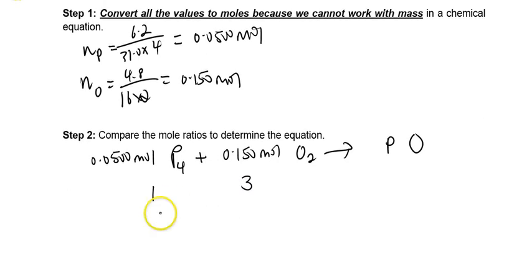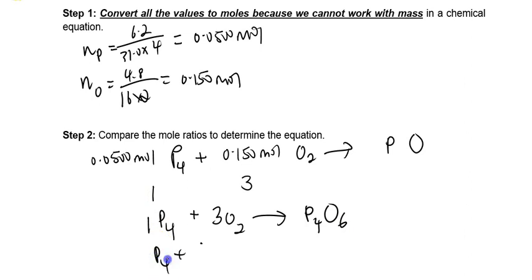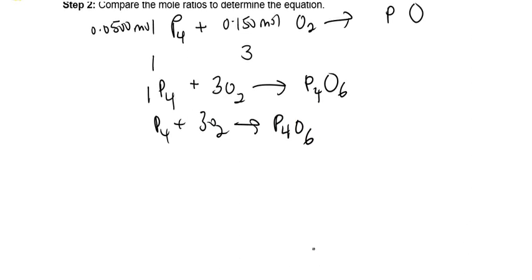So this means that 1 mole of P4 will react with 3 moles of O2, and it will give me a product which contains all my P and all my O. So this is the final equation. P4 plus 3O2 gives me P4O6. And there you have it. Very simply and very easily done.